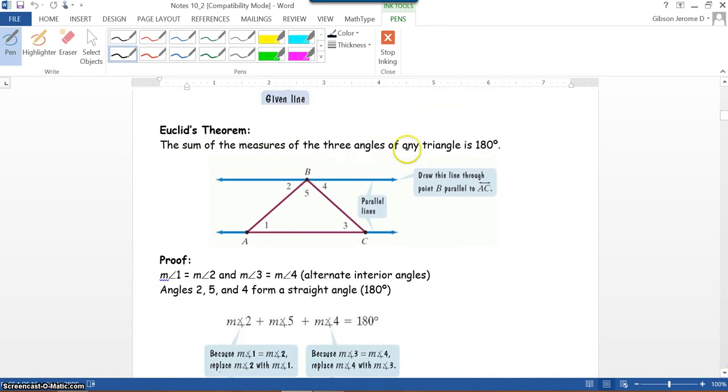The sum of the measures of the three angles of any triangle is 180 degrees. So, proof: the measure of angle 1 is equal to the measure of angle 2, and the measure of angle 3 is equal to the measure of angle 4. Alternate interior angles. Angles 2, 5, and 4 form a straight angle, 180 degrees. The measure of angle 2 plus the measure of angle 5 plus the measure of angle 4 is 180 degrees.